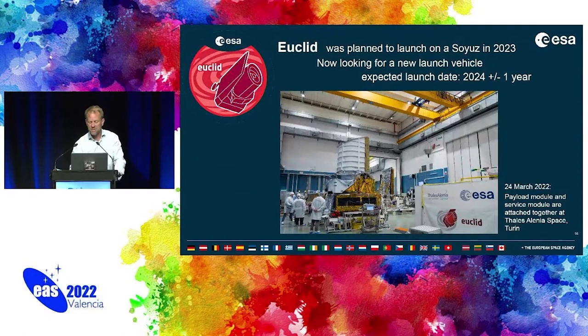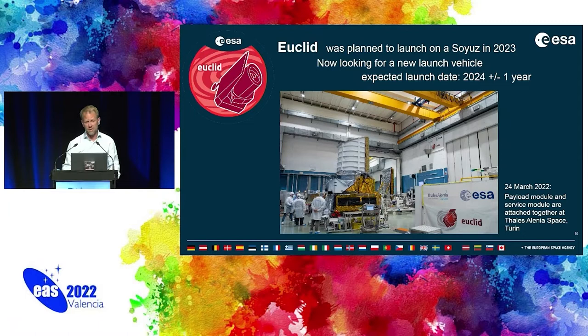The next mission, which was due to launch, is Euclid. Unfortunately, Euclid was due to launch on a Soyuz rocket, and with the Russian invasion of Ukraine, Russia actually pulled out all its personnel from the Kourou space base, and there are no Soyuz rockets which will fly in the foreseeable time. So we're looking for a new launch vehicle, which means that the date of launch is quite uncertain.